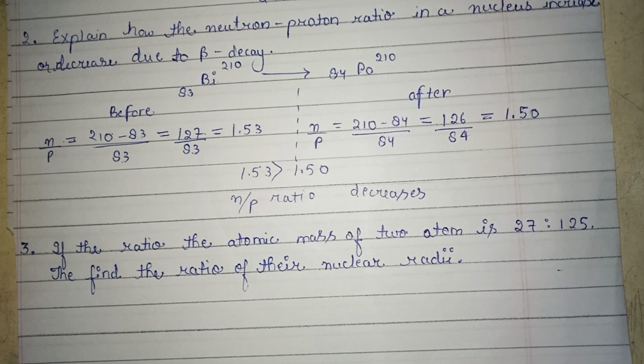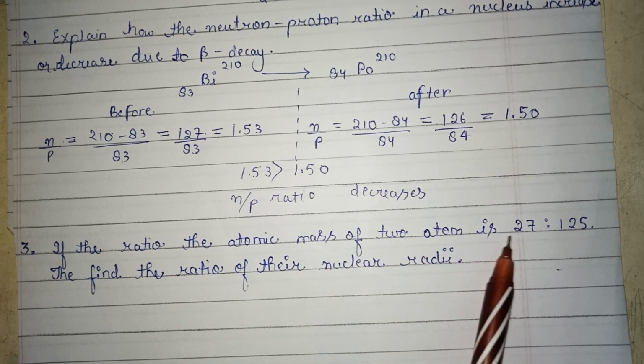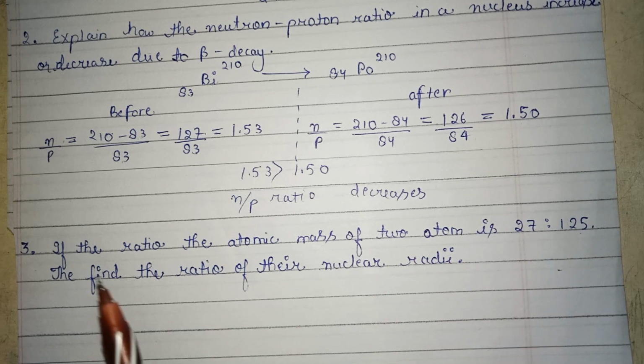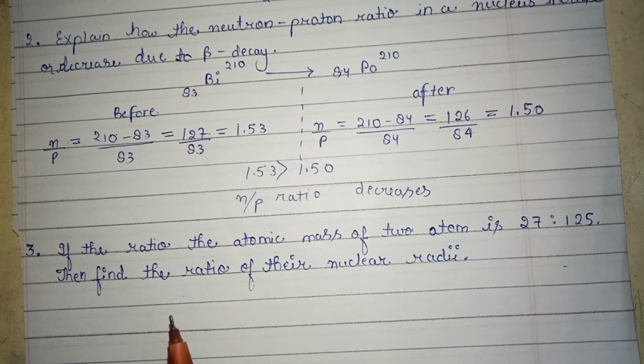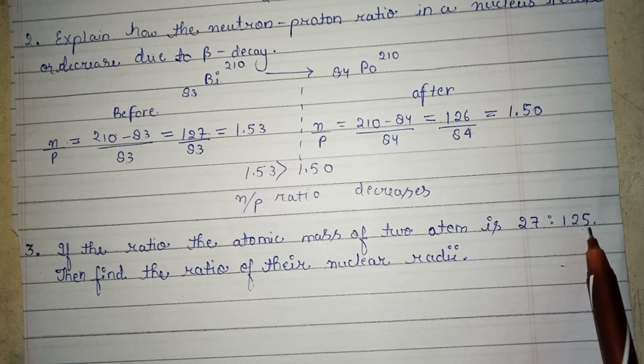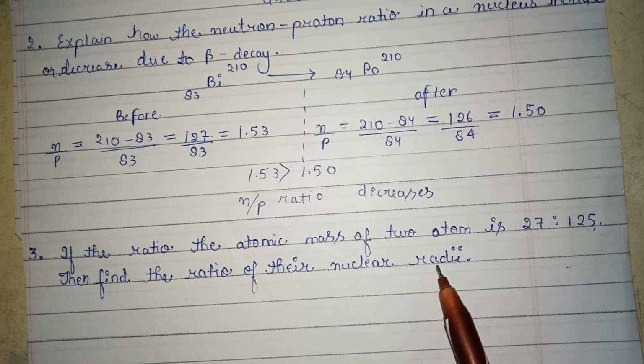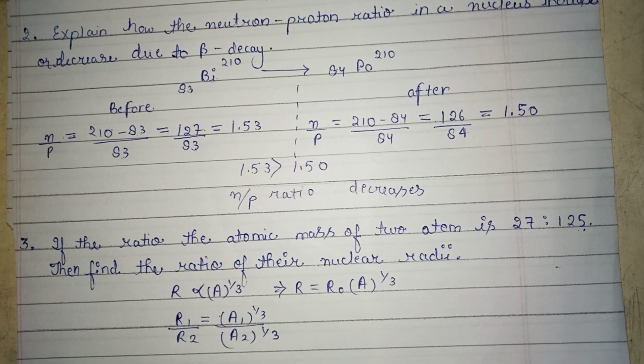Question number 3 says that if the ratio of the atomic masses of two atoms is 27:125, then find the ratio of their nuclear radii. We have been given two atoms. The ratio of their atomic masses is given as 27:125. Then we have to find the ratio of their nuclear radii. So we know the relation that the nuclear radius is directly proportional to the 1/3 power of its atomic mass. From where, on removing the proportionality, we get a constant R0 here.